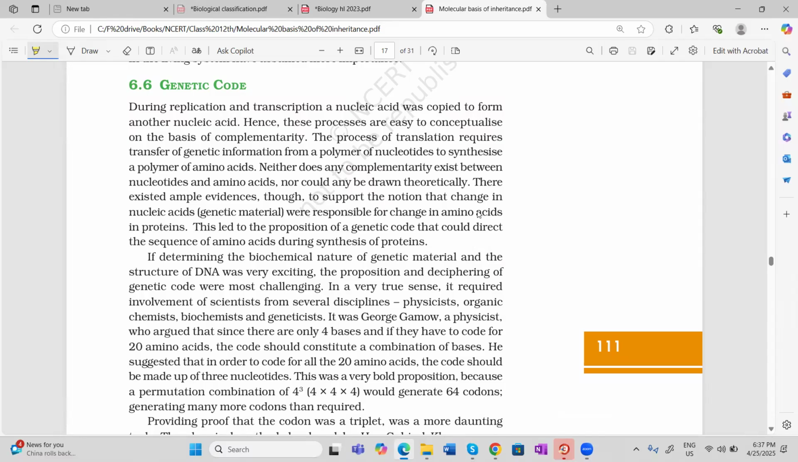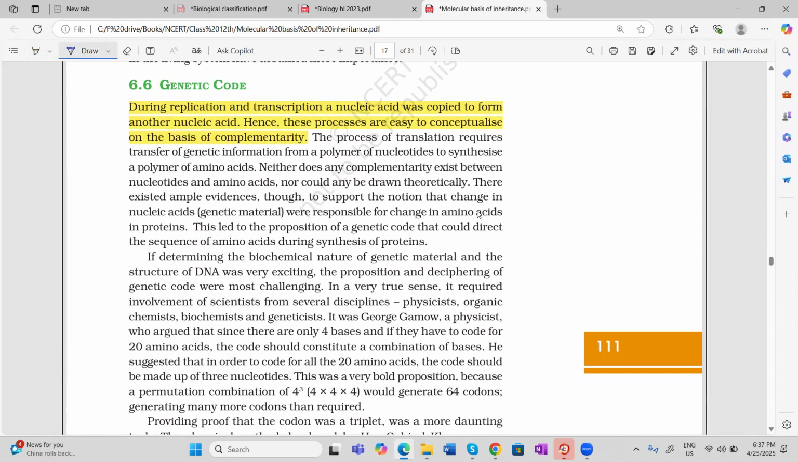Now we are discussing the genetic code. So we know that during replication and during transcription, nucleic acid was copied to form another nucleic acid. And it was easy to understand because of the process of complementarity.